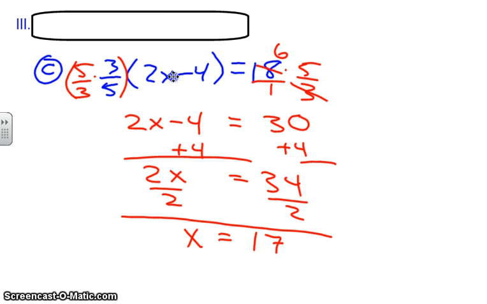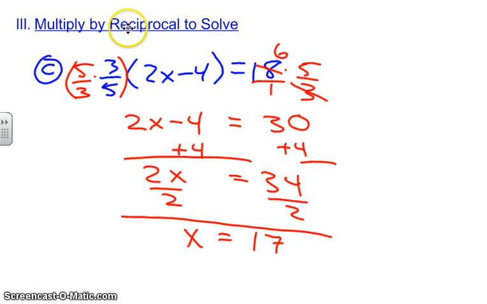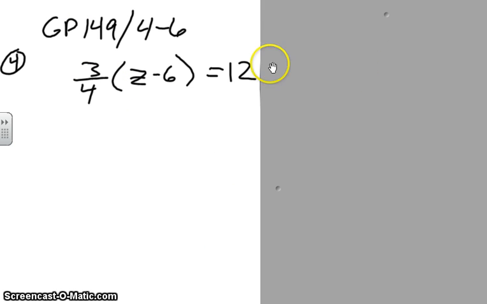Look at the blue equation. So 2 times 17 is 34 minus 4 is 30. 30 times 3/5, well, 5 goes into 30 6 times, right? So 3 times 6 is 18. So you can go work that out, substituting 17, and find that it is true. So this strategy is called multiplying by the reciprocal to solve. When we multiplied both sides by the reciprocal, we ended up simplifying this complicated equation into just a simple two-step equation. All right? So go ahead and try that yourself, and then we'll walk through it.